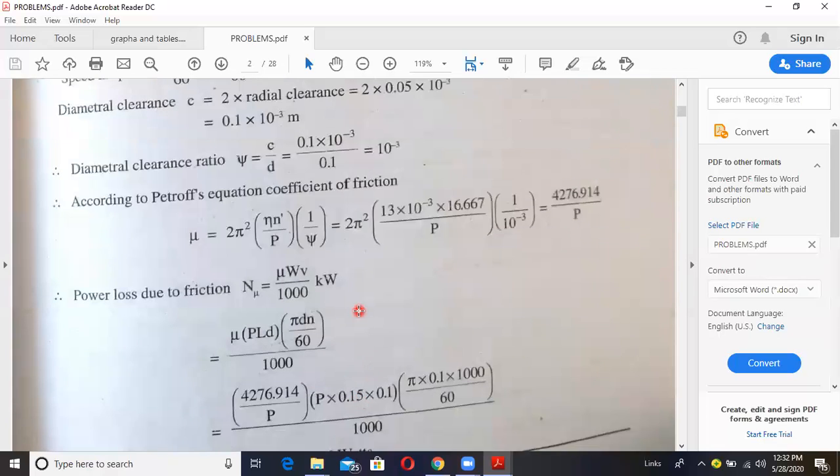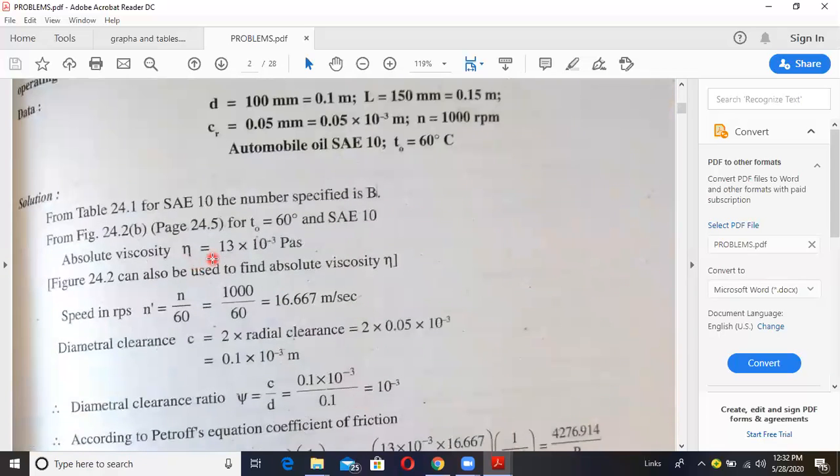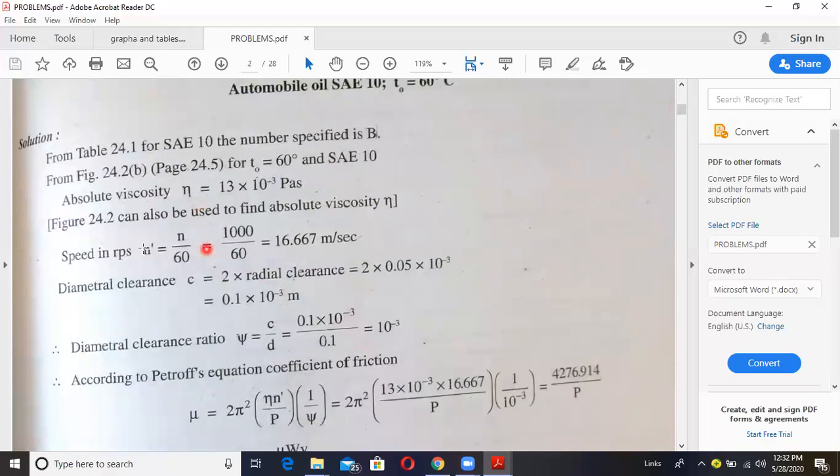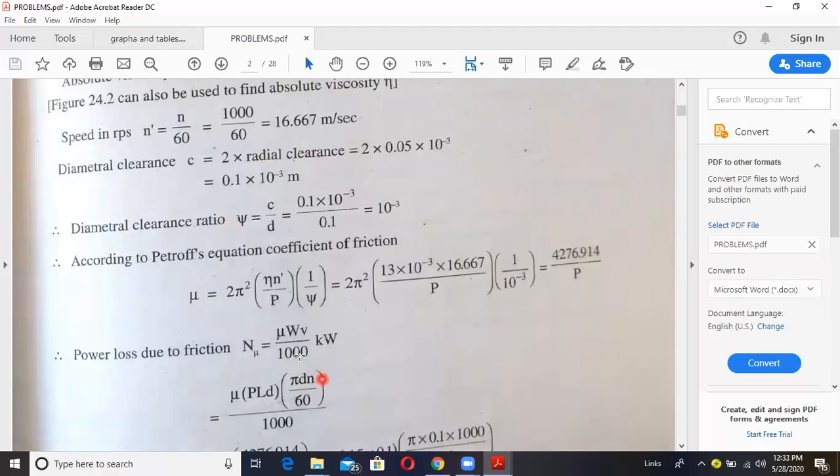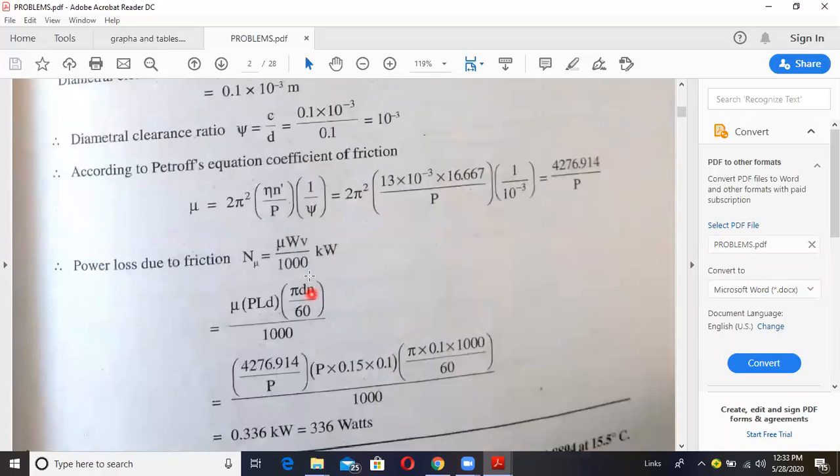So the important thing here is finding the absolute viscosity by using the type of the oil, that is its characteristic, and the operating temperature. Once you get neta, calculate the remaining unknowns, speed in RPS, diametrical clearance, xi, then calculate mu, then substitute, then calculate the power loss.